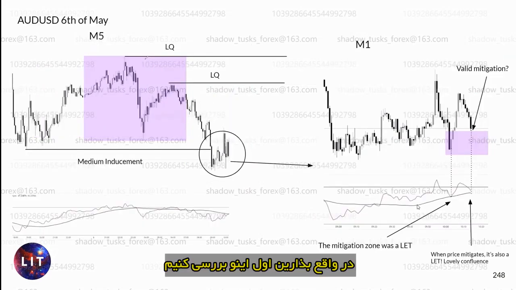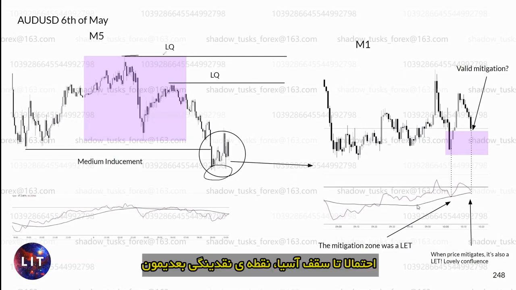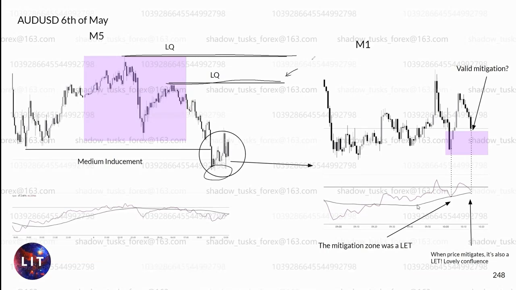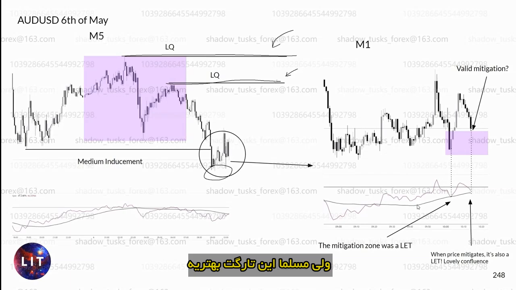Actually, first, let's go over this. So we know that we've got an inducement right here. Where do we want to be taking it to? Likely Asia high, our next liquidity point. You can maybe partial here if you're not very comfortable, or take it off here if you're not comfortable, but this is definitely the better target. And let's have a little look.